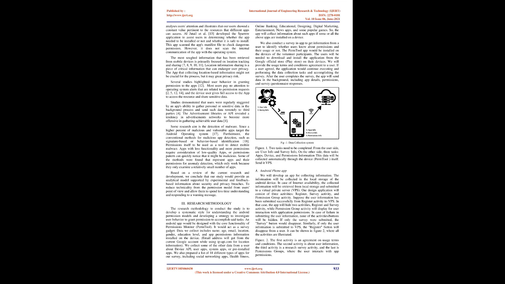The PermTool app would be installed on the devices of the volunteer participants. The users will need to download and install the application from the official Google store, Play Store, on their devices. We will provide the usage terms and conditions agreement to a user. If a user agrees, the application would continue executing and performing the data collection tasks and accomplishing the survey. After the user completes the survey, the app will send data in the background, including app details, permissions, and survey questionnaire responses. Fig-1, Data Collection System Figure.